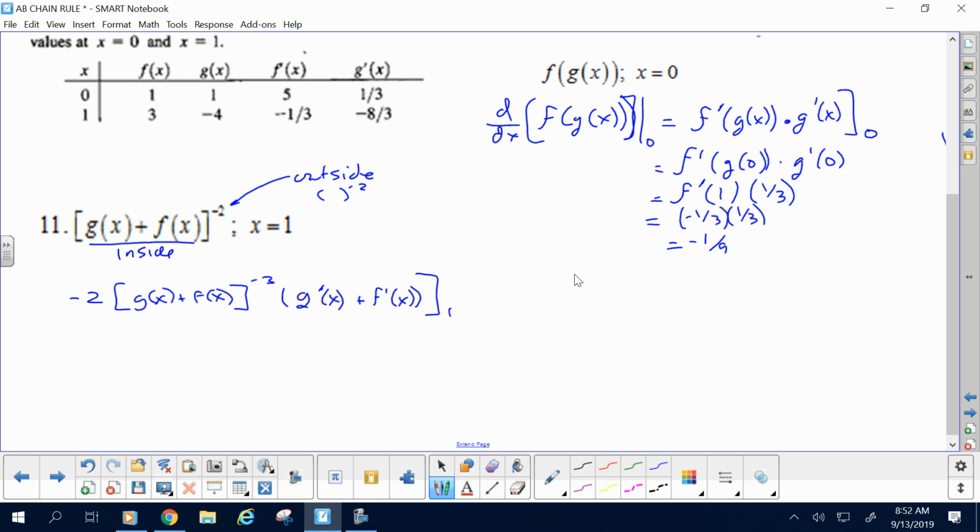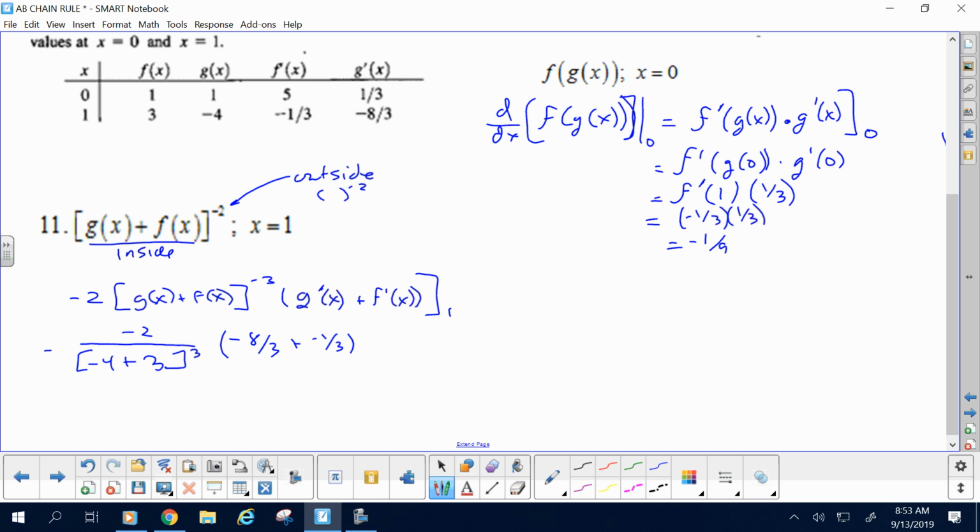So let's go here. Do you feel like this is negative 2 over something cubed, yeah? Isn't that what a negative exponent means? And what is g at 1? Negative 4. And what is f at 1? 3. All right. Got that. Now, parentheses, what's g prime at 1? Negative 8/3. And what's f prime at 1? Negative 1/3. Okay.